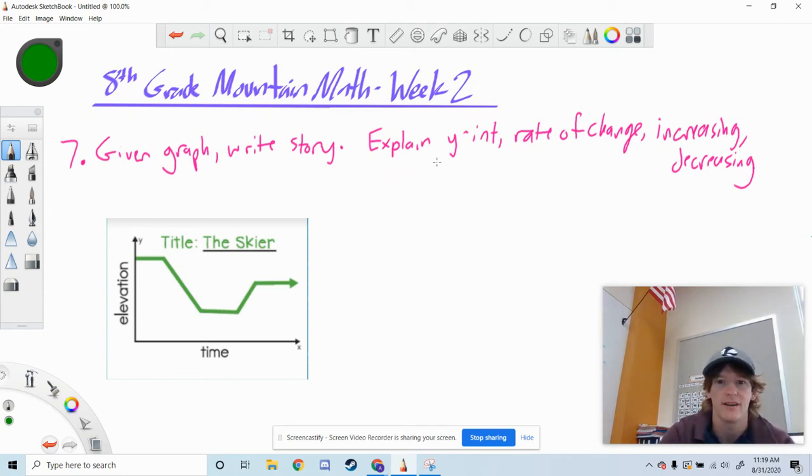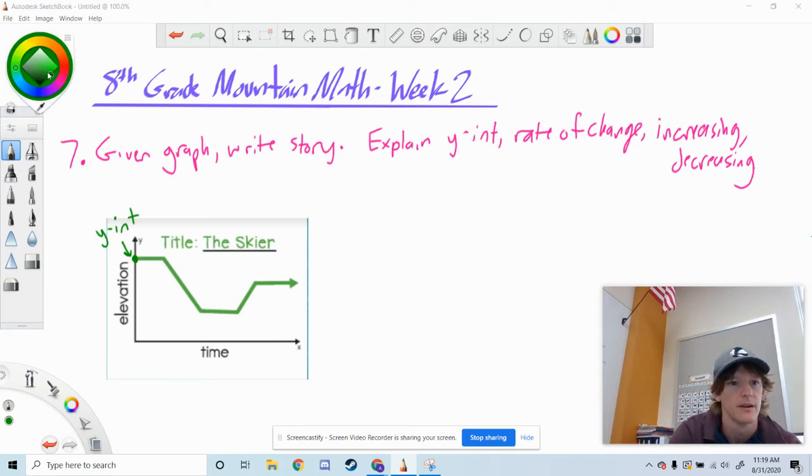We need to explain the y-intercept, which is where it crosses the y-axis. It's right here. Y-intercept. We need to explain the rate of change. Okay, we can see that it changes here, changes here. And we need to explain increasing or decreasing. So we need to talk about what happens where it's increasing and decreasing.